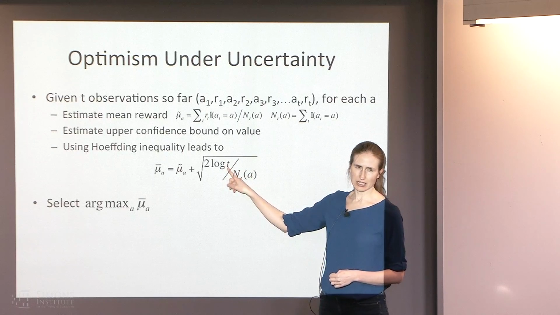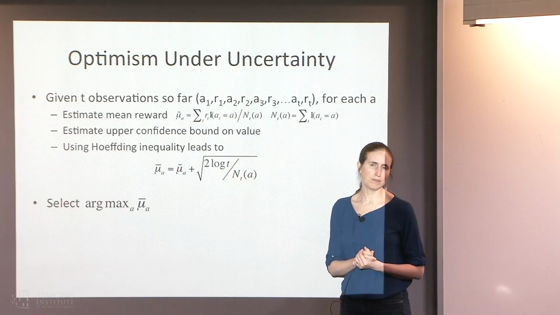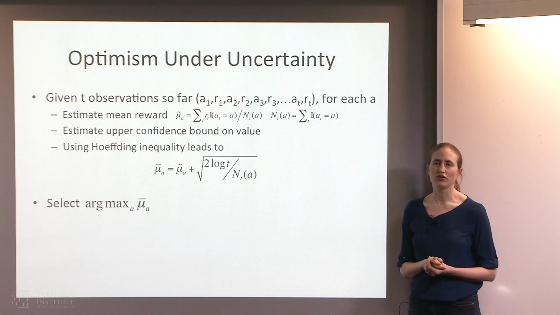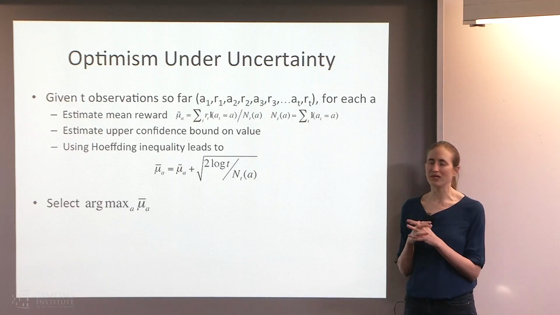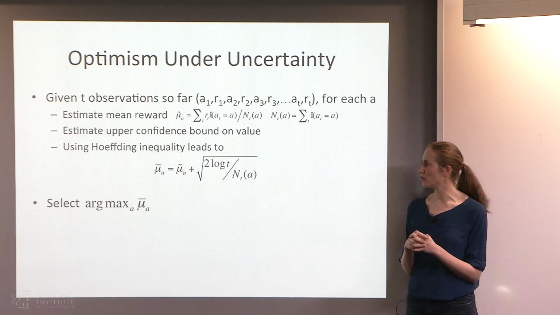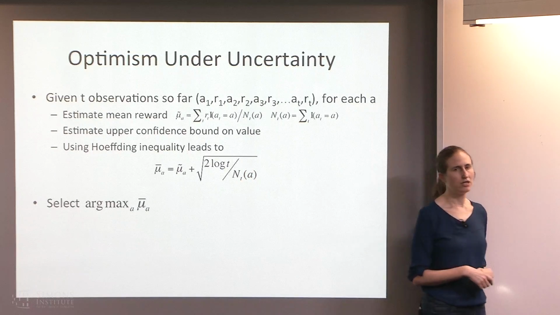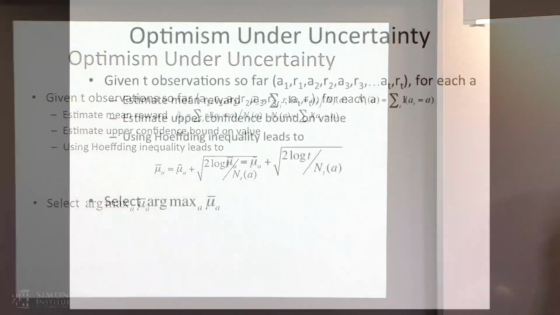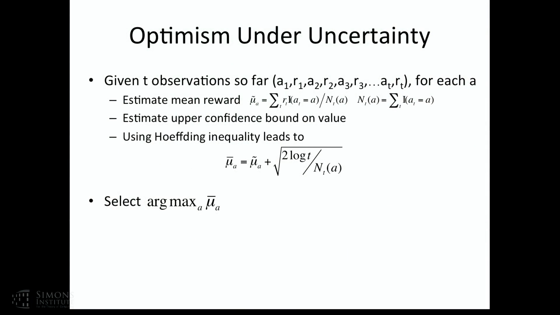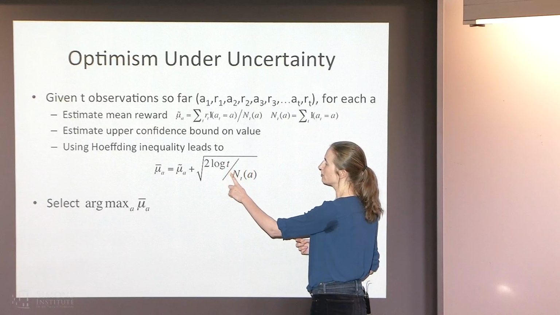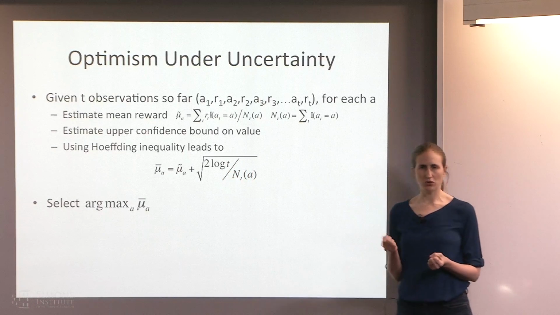So this log t here is going to be the number of times we've pulled an arm. You can think of this as accounting for union bounding over the probability of making sure these concentration inequalities hold, divided by the number of times we pull that arm. So intuitively, what will this do? It means that if we haven't pulled an arm very much, then we're going to have a really large bound here, and that's going to drive us towards picking it.